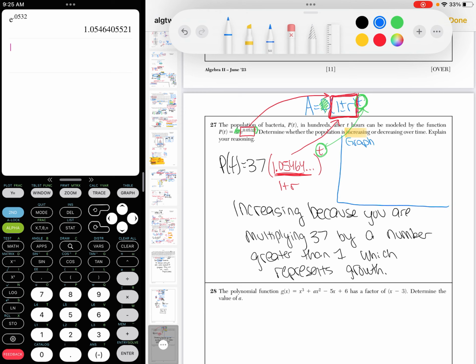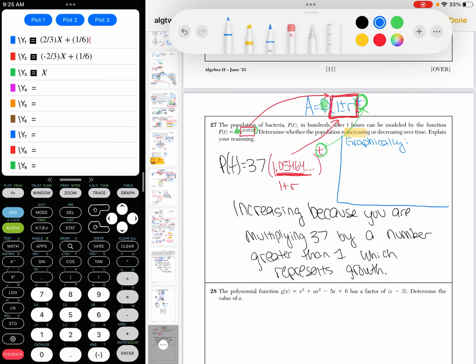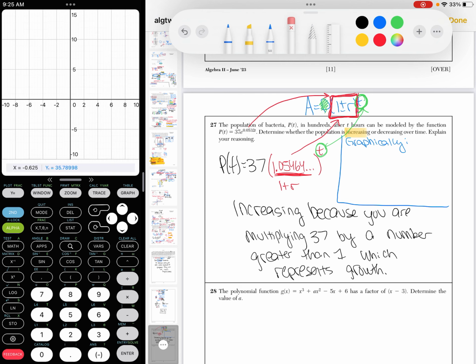This is instead of, if you didn't really care for that method. So for graphically, you could graph it. I'm going to go to the y equals in the calculator, clear out all of my stuff, and type this equation in. So I'm going to type in 37 e to the 0.0532x, and then hit graph. Now you're going to have to change your window.